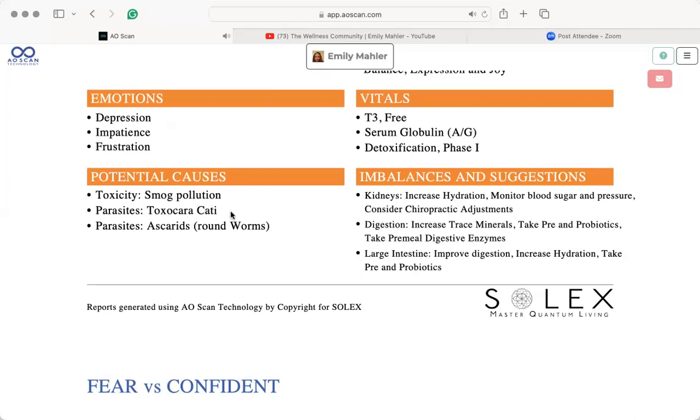This Toxicare Kathy, that has to do with cats. We did recently have a cat and she was in the house. So that, again, not surprising. The roundworm aspect, I'm just going to say there's parasite.